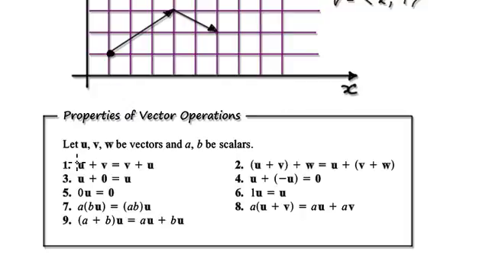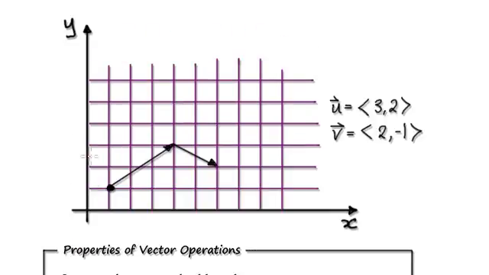Let's look at the first property. If you have one vector and then you add another one, that's the same as getting the other one first and then adding. Let me illustrate this. Let's say you've got a vector. This is your vector u here, and this is your vector v.